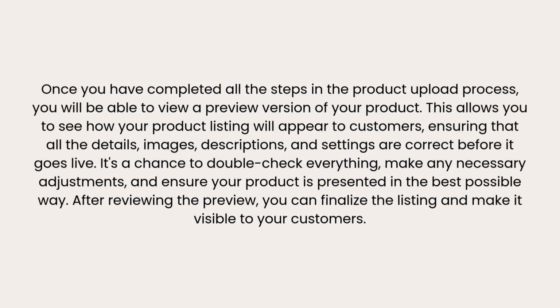Once you have completed all the steps in the product upload process, you will be able to view a preview version of your product. This allows you to see how your product listing will appear to customers, ensuring that all the details, images, descriptions, and settings are correct before it goes live. It's a chance to double-check everything, make any necessary adjustments, and ensure your product is presented in the best possible way. After reviewing the preview, you can finalize the listing and make it visible to your customers.